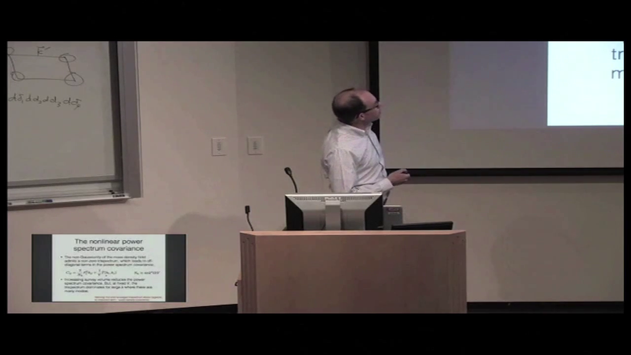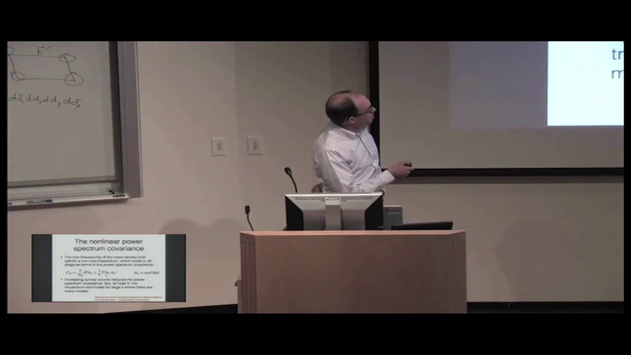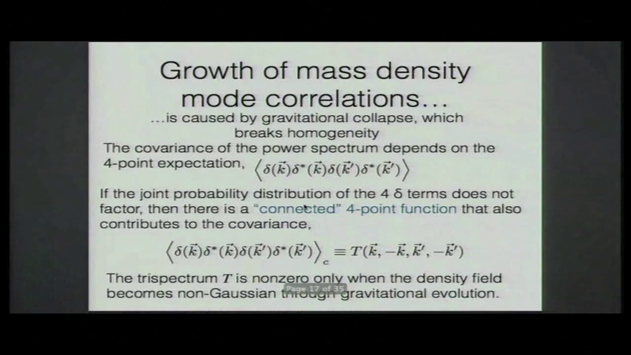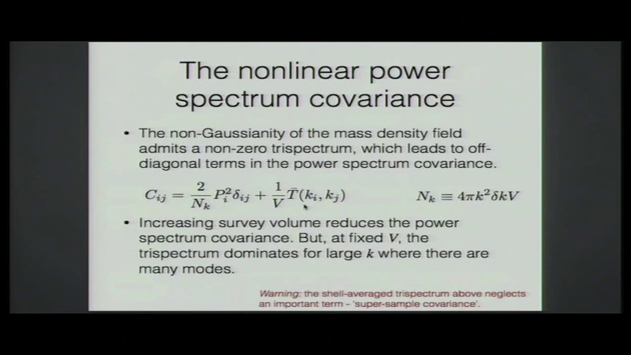It's important to note, I talked about the shell average power spectrum estimator. So we actually have to take that trispectrum, which is a function of these wave vectors, and average it over the shells, too. Then the covariance matrix of the power spectrum becomes a sum of two terms. This shell average term is the contribution from the linear theory, from the Gaussian approximation for the density field. And then when the trispectrum becomes important, I also have this term.